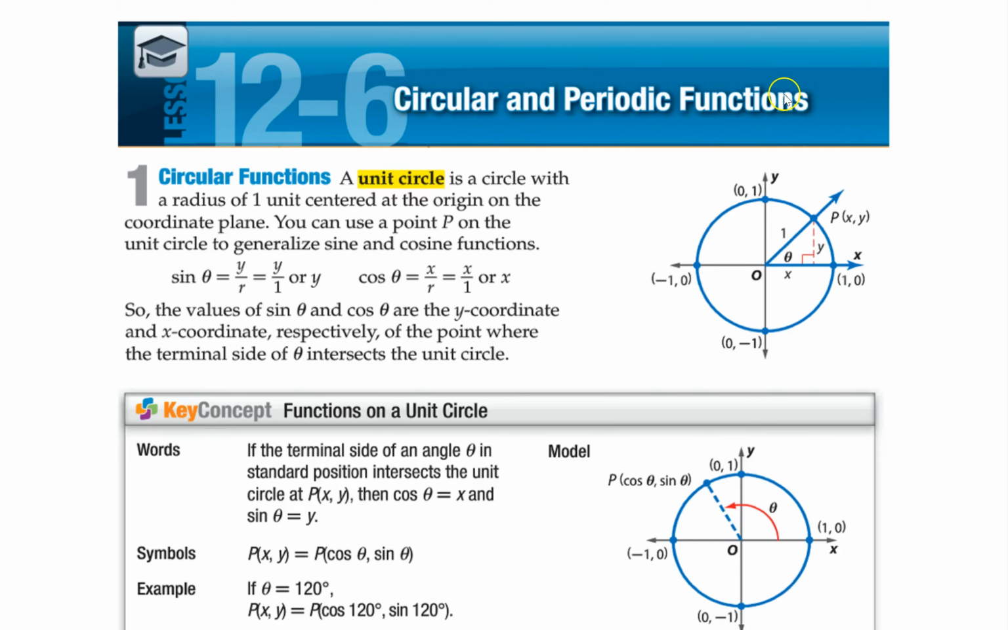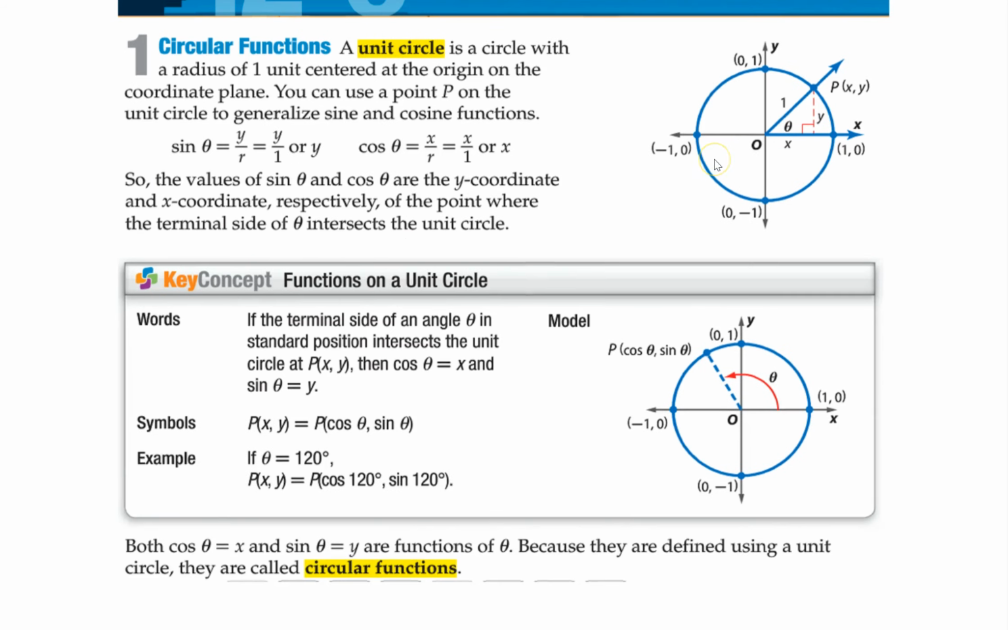12.6 Circular and periodic functions. So this lesson's all about the unit circle, which we talked about last class, right? So remember, this is a unit circle. It has a radius of 1, hence the word unit. So a lot of this actually has been reviewed.